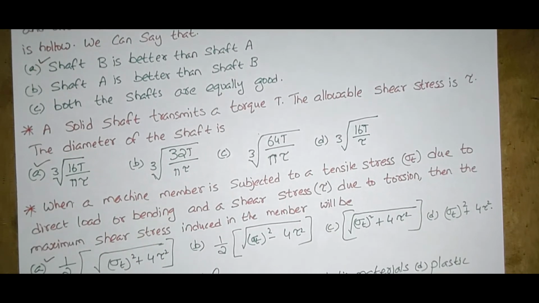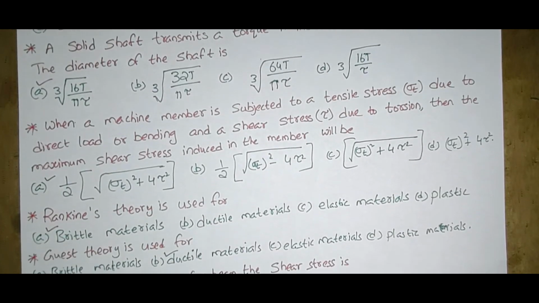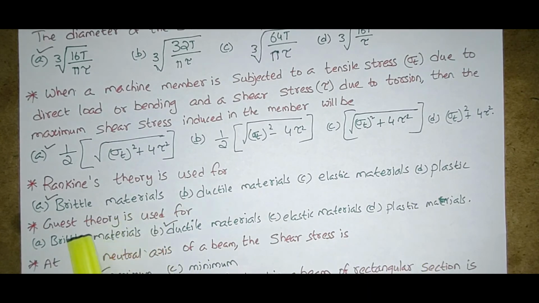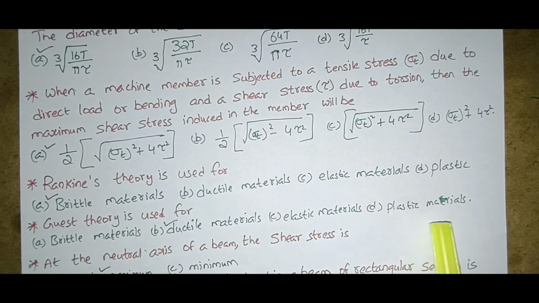Okay. Next, Rankine's theory is used for brittle materials, ductile materials, elastic materials or plastic materials. So the correct option is brittle materials. Now, Guest's theory is used for brittle materials, ductile materials, elastic materials and plastic materials. So the correct option is ductile materials, whereas Rankine's theory is used for brittle materials.